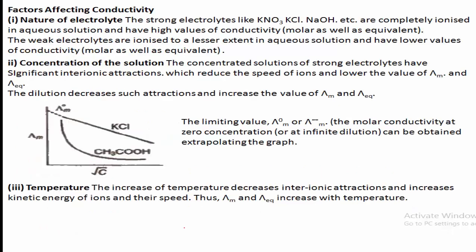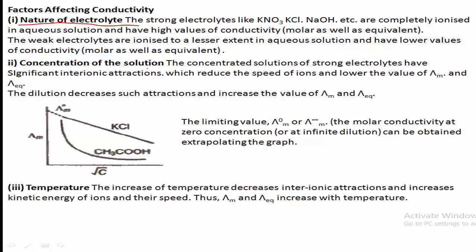Next, factors affecting conductivity. What are the factors which affect the conductivity of an electrolytic solution? The first one is the nature of the electrolyte. Strong electrolytes like KNO3, KCl, NaOH are completely ionized in aqueous solution and have high values of conductivity. The weak electrolytes are ionized to a lesser extent in aqueous solution and hence have lower values of conductivity. The second one is the concentration of the solution.